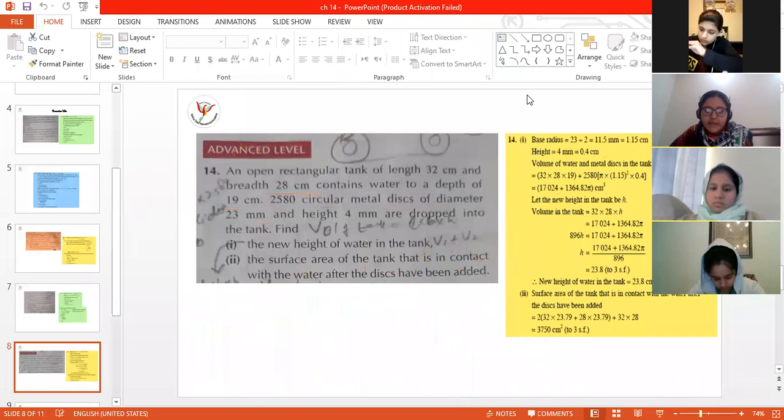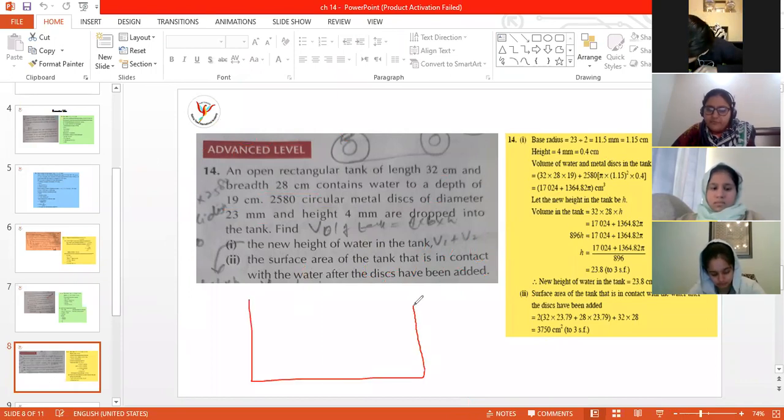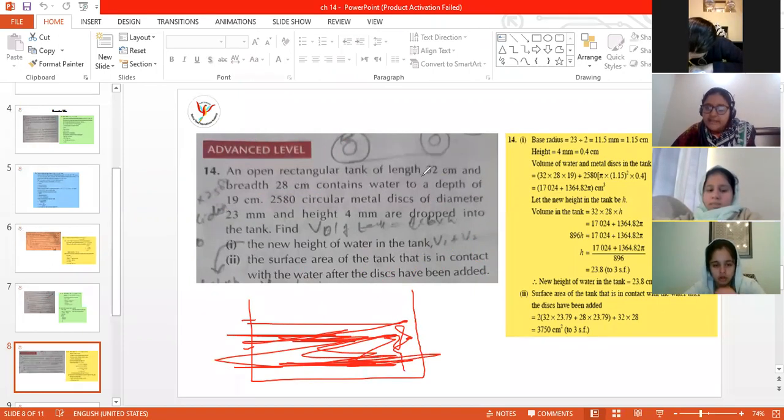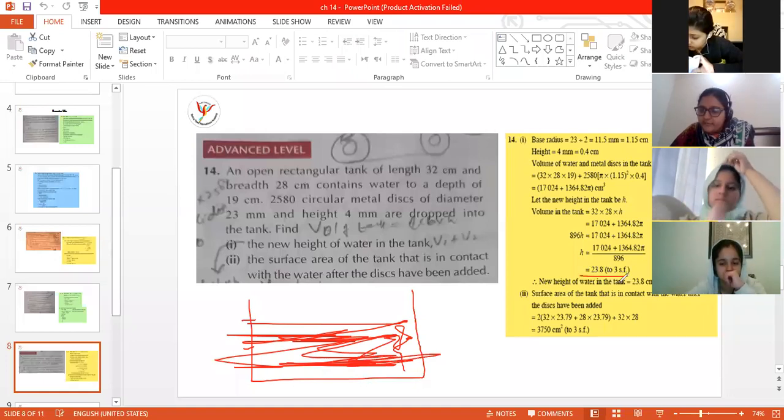Now, if you have any question related to this, you can raise your hands. Okay, fine. The next part is the surface area of the tank. For example, this is the rectangular tank. First, the water was up to here. After adding the discs, the water level came up to this point. So the total water in the rectangular tank is at this height, right? The length is given, the breadth is given, and the height has already changed, which is 23.8.